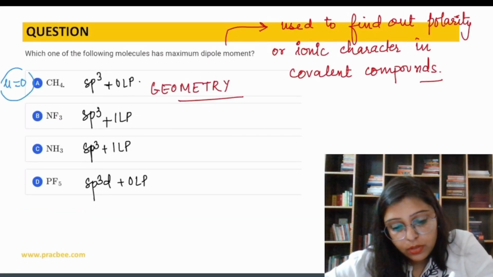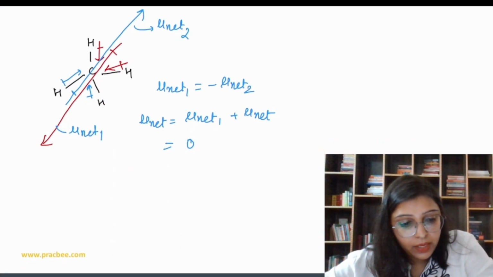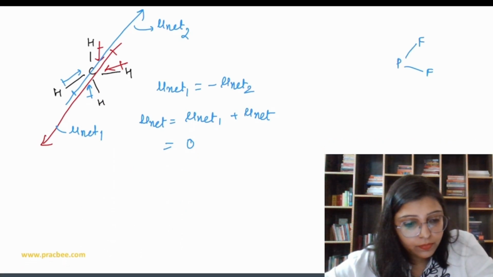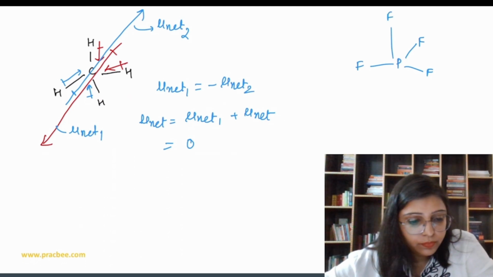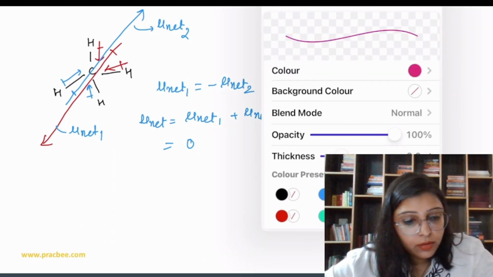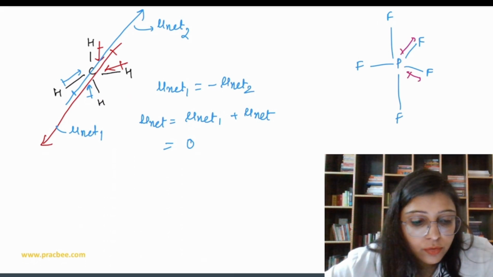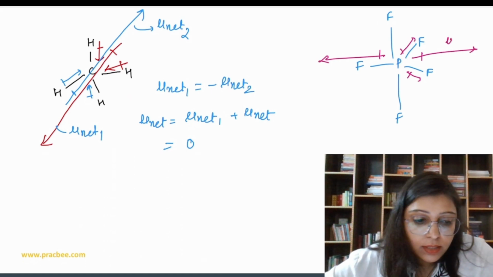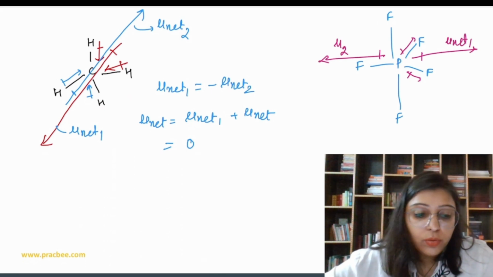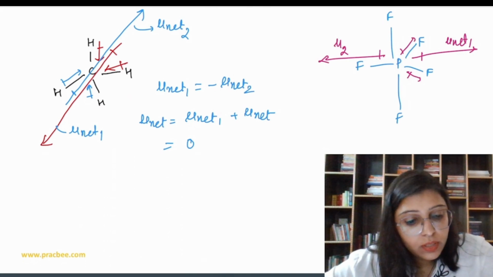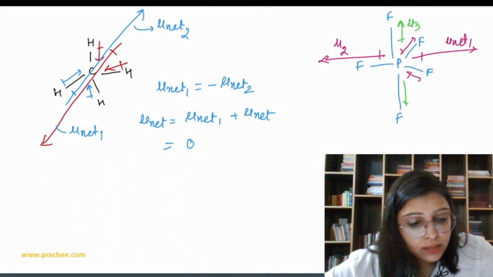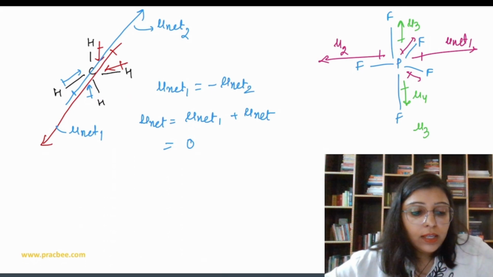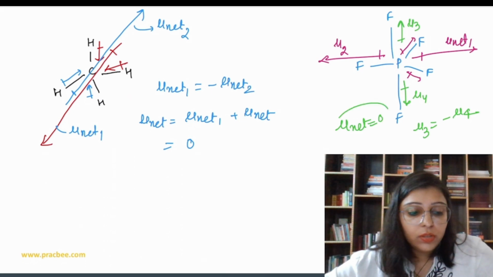Dipole moment is 0. Let's check for PF5. See, trigonal planar. So fluorine is more electronegative. So here we have, so this cancels out, right? Suppose this is mu net 1 and this is mu 2. So mu net 1 and mu net 2 cancel. Now let's check for this one. Suppose this is mu 3 and this is mu 4. So mu 3 is equal to minus of mu 4. So total mu net for this molecule is equal to 0.